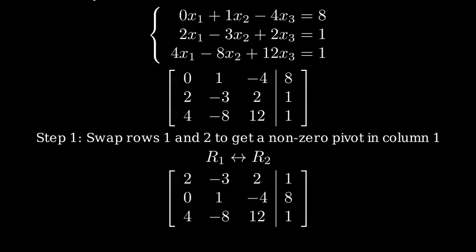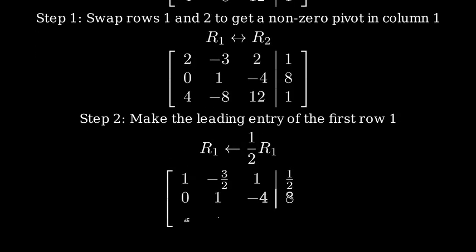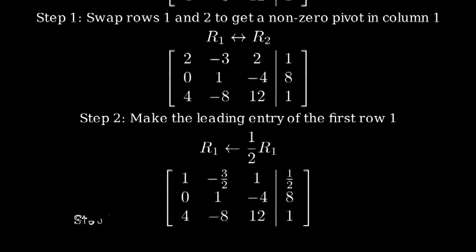Step 2. Now we want to make the leading entry of the first row equal to 1. We'll multiply the first row by 1/2. Step 3. Let's eliminate the 4 below the pivot in column 1. We'll subtract 4 times row 1 from row 3.